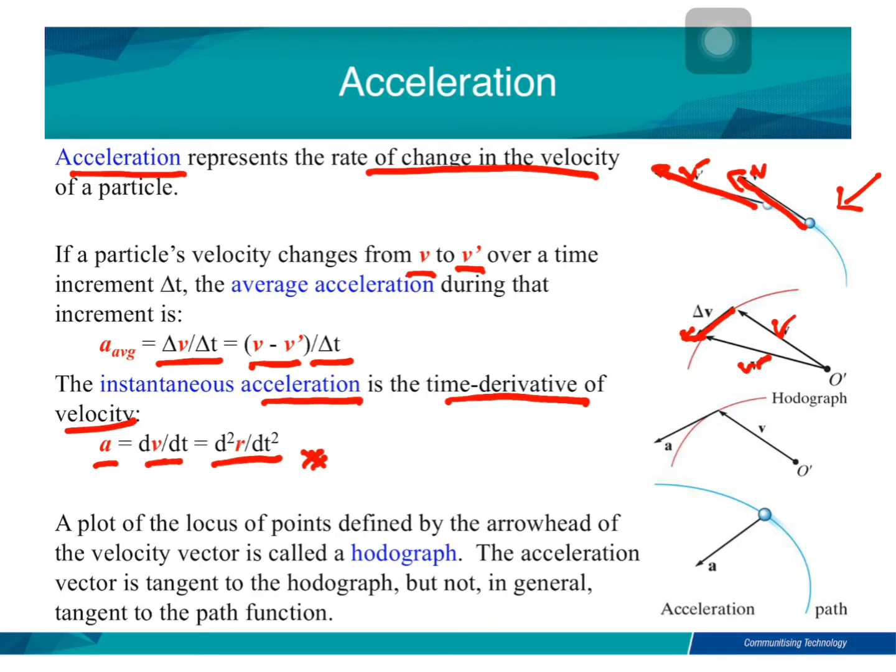Then you may refer to this figure. This figure tells us that the acceleration is tangent to the hodograph of the velocity. Just now, velocity is tangent to the motion. Now, a plot of the locus of points defined by the arrowhead of the velocity vector is called the hodograph. So the acceleration vector is tangent to the hodograph, but not in general tangent to the path of the function. So this is the hodograph, this is the velocity, and this is the acceleration.